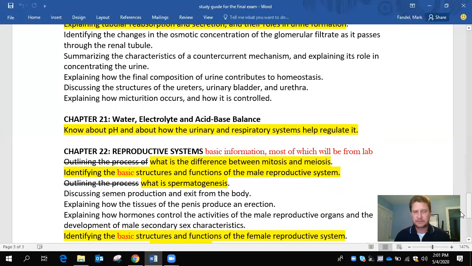This next chapter won't be a big one, but I do expect you to know pH and how both the respiratory and urinary systems regulate it. You need to know what our normal body pH is, and it's 7.4. It's a range, 7.35 to 7.45. That is what's referred to as physiological pH.